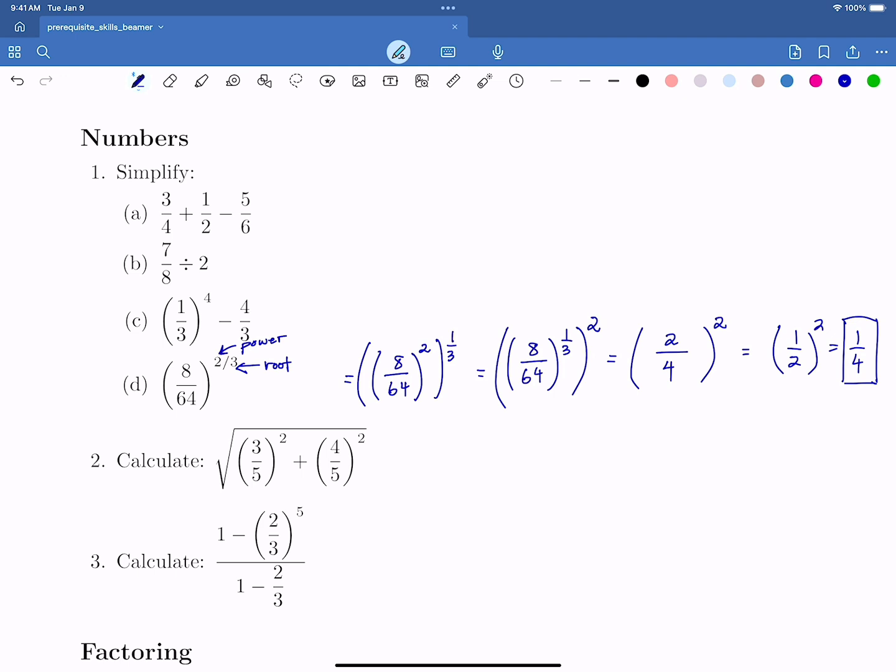As I said, it would be easier just to start by reducing 8/64 to 1/8 and then raise that to the power 2/3. 1 raised to the power 2/3 is just 1 because we're going to square 1 and then we're going to take the cube root of 1. We're still going to get 1. 8 to the power 2/3, you want to do the cube root first. The cube root of 8 is 2. Then we're going to square it, raise it to the power 2. 2 raised to the power 2 is 4. So we get a final answer of 4. So you can see I did that much more quickly the second time.